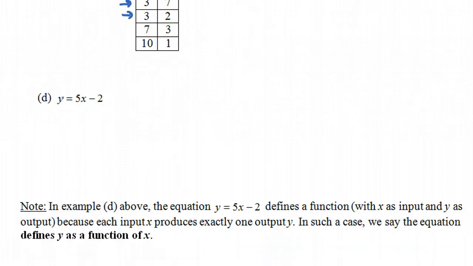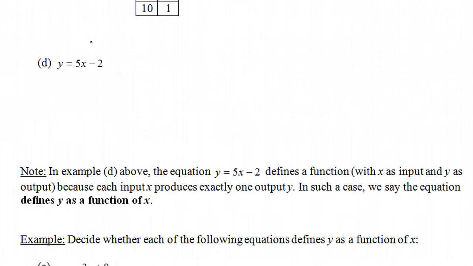And our last example, D: y equals 5x minus 2. Now we're thinking of x as being the input and y as being the output. Unless it's otherwise stated, if you have an equation that involves x and y, you think of x as the input and y as the output. So is it true that for each number x that you plug in, there will be exactly one number y that you get as an output? Yes, that's true. For example, if you put in 3 for x, y would be 13.